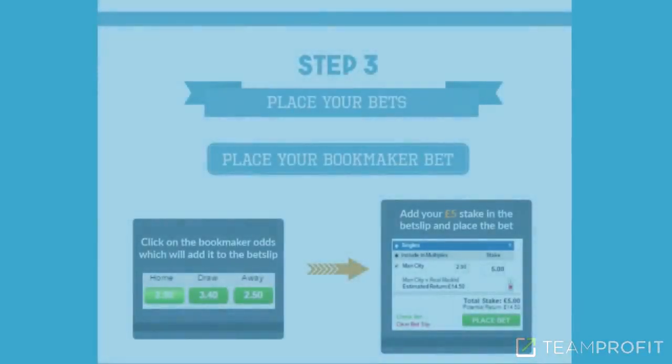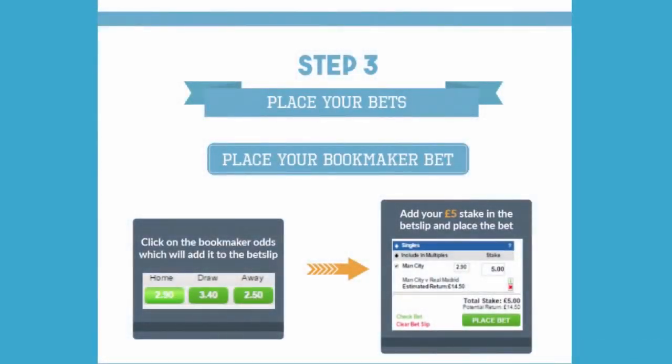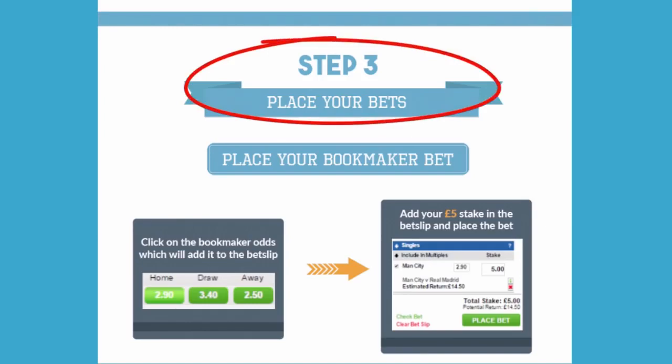So far in step 1 we've chosen the team to place our £5 trigger bet on, and in step 2 we've calculated the lay bet amount to make our trigger bet risk-free. Now it's time to place these bets. This is very simple to do, so let's get placing.